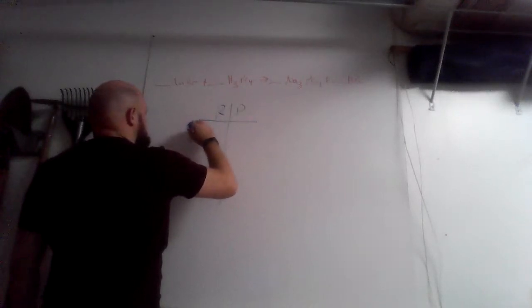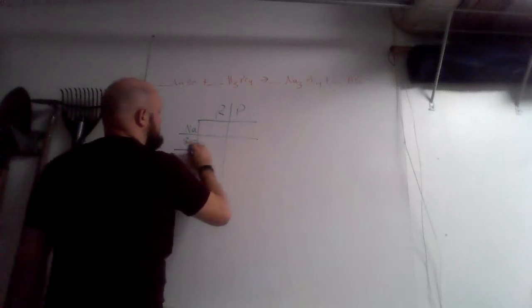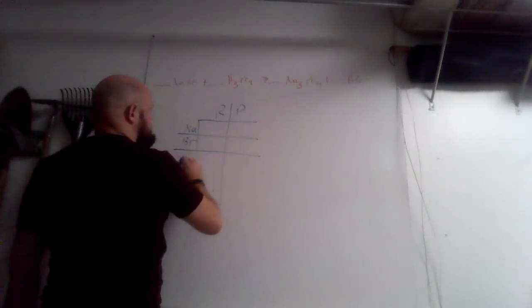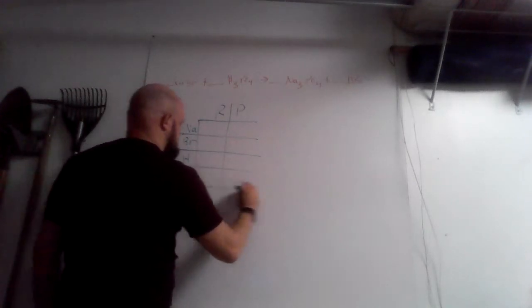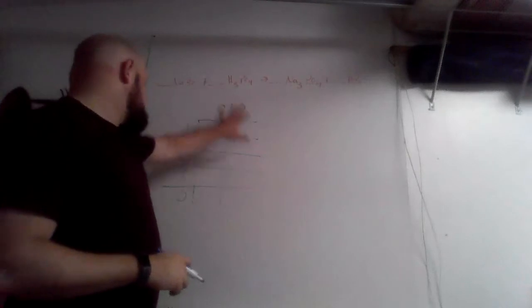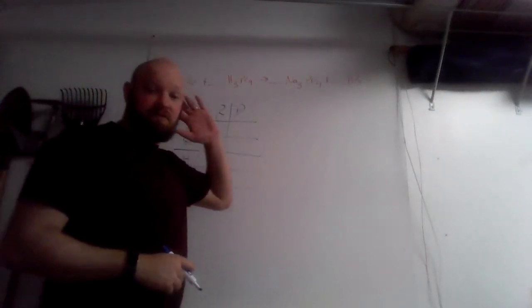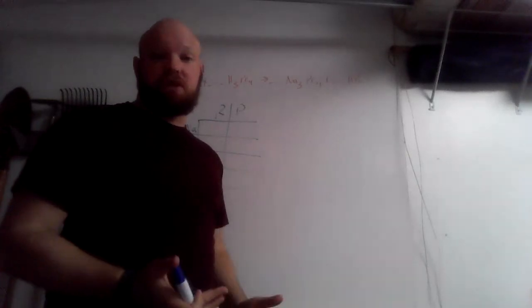So I have sodium, I have bromine, I have hydrogen, I have phosphorus, and I have oxygen. However you set up your table, pen, pencil, whatever is fine. When we're actually tallying these, I really recommend pencil because we're going to end up changing them, okay?